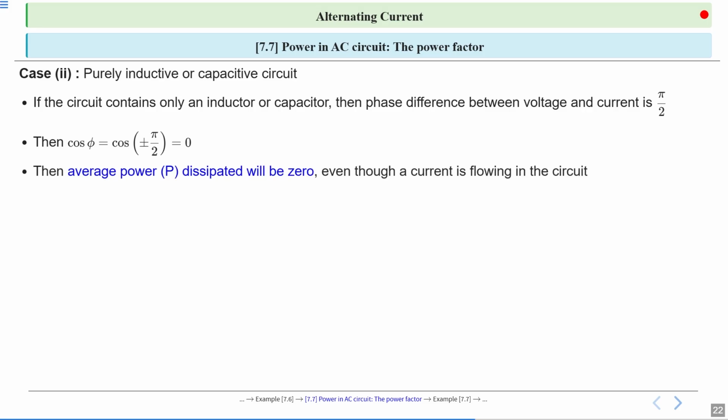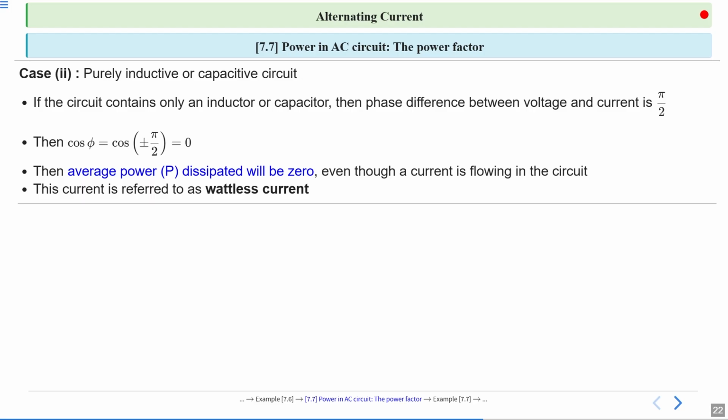That means the average power dissipated will be 0 even though a current is flowing in the circuit. Current is flowing but average power dissipated is 0. So that current flowing in the circuit, in the case of a purely inductive or capacitive circuit, is known as wattless current because it is not producing any power, it is not dissipating any power. So this current is referred to as wattless current.